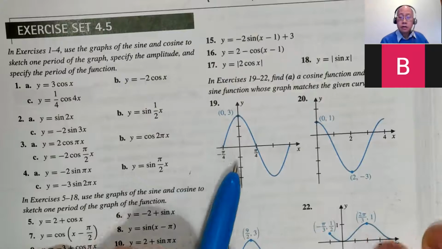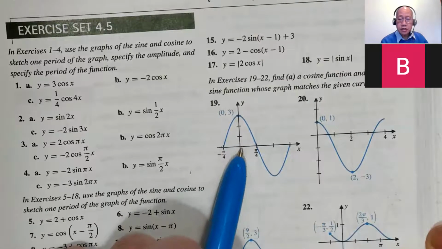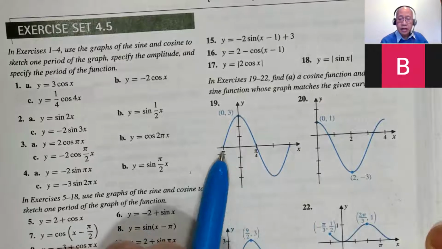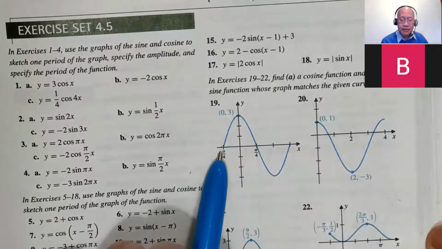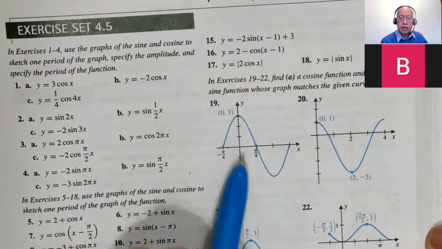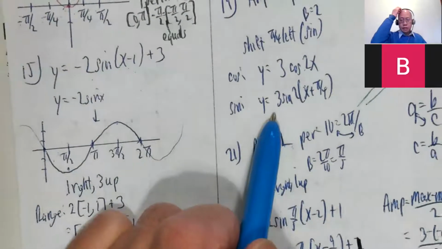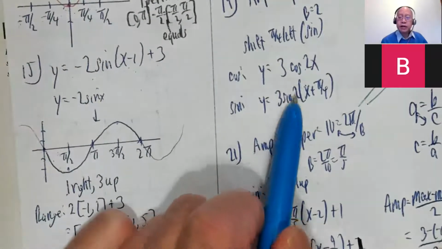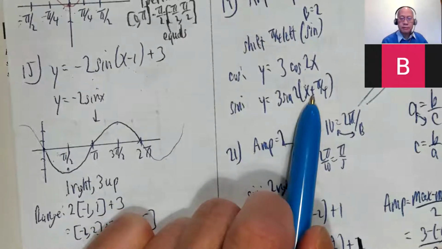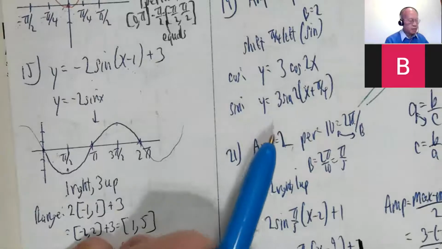However, what if they told me to start as a sine function? Well, they got it starting here. A sine function normally starts here at 0, 0, and I shifted pi over 4 to the left. So I've got the same amplitude and the same period, but I have to indicate with a sine function a shift of pi over 4 to the left. So for a sine function, this is what it would be: 3 sine 2 parentheses x plus pi over 4. So it's a little bit tricky.